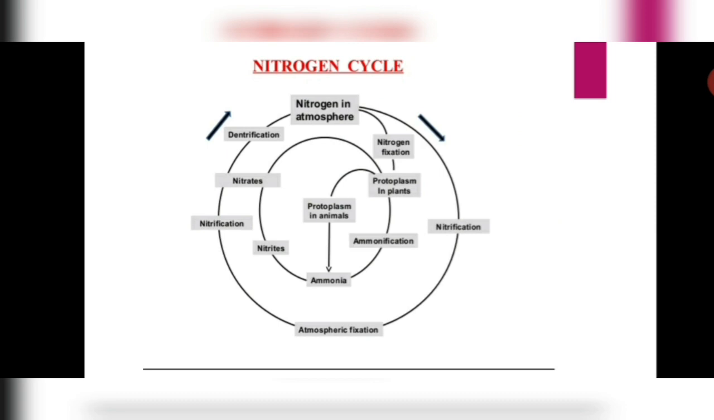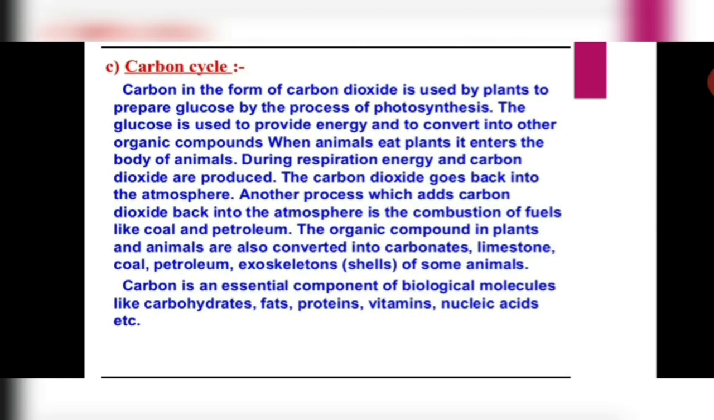is known as denitrification. Let us now discuss the carbon cycle, which is a very simple cycle. We know that carbon occurs in the form of carbon dioxide in the atmosphere.